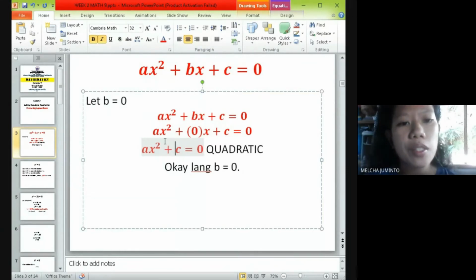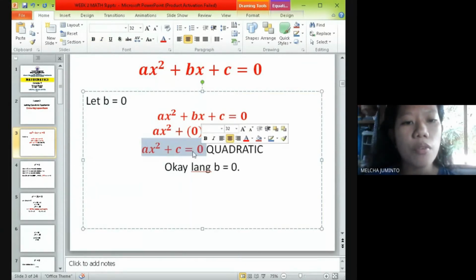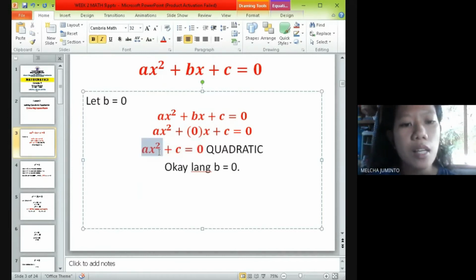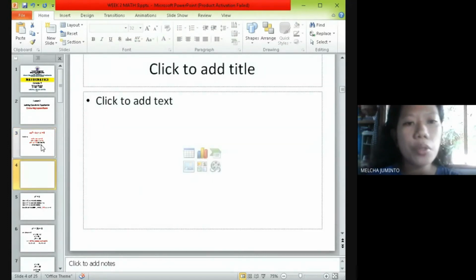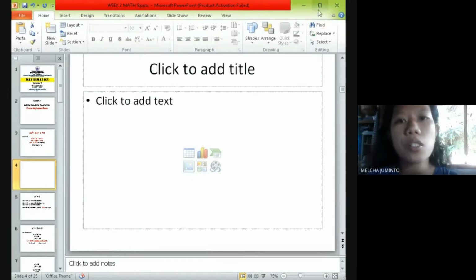In other words, the equation is in the form of ax squared plus c equals 0. You will not see the term containing x. All you can see are the terms containing x squared and the number without any variable. Okay, let's have some examples. Let me show you some examples of quadratic equations in the form of ax squared plus c equals 0, wherein we can use extracting the square roots.